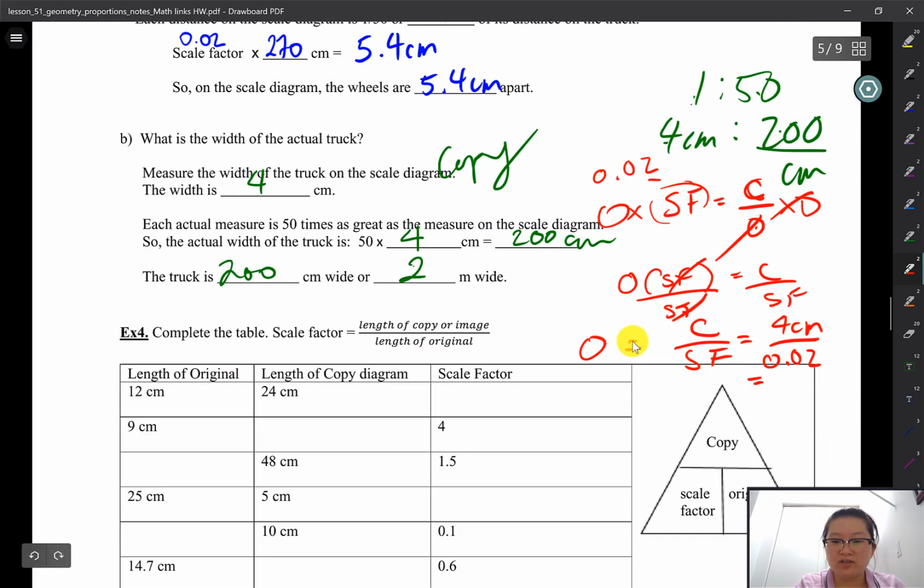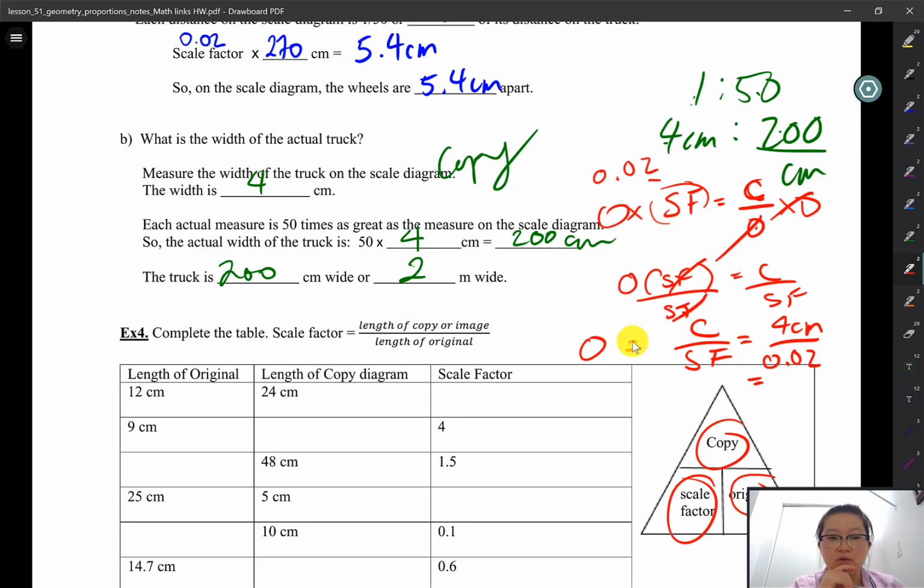If you're a triangle person, then you might use this instead. Original is copy divided by scale factor. Whichever way works for you, okay? They all give you the same thing. So really, with these scale diagrams, as long as it makes sense, it doesn't matter what math you use, okay? You just saw this. There are so many ways to do the same thing.